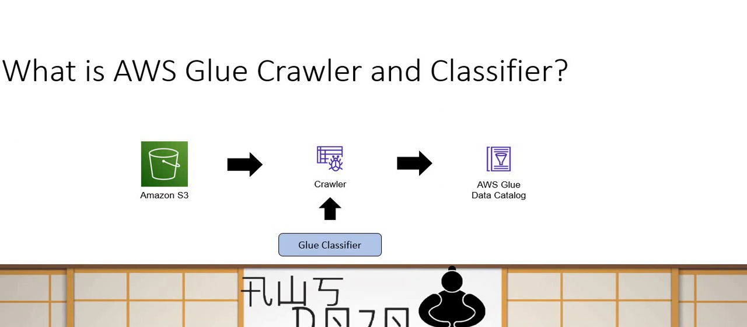So the bottom line is that if the crawler has to catalog the data, it needs to identify the schema of the data, and for that it uses a classifier. You can say a classifier works like a parser for the crawler, which helps the crawler catalog the data in the data platform. So that's a summary of what a crawler and classifier are.